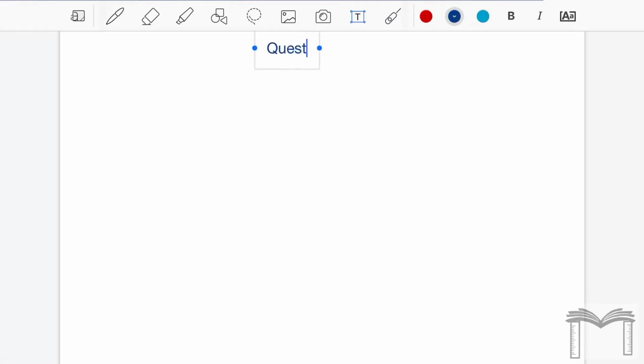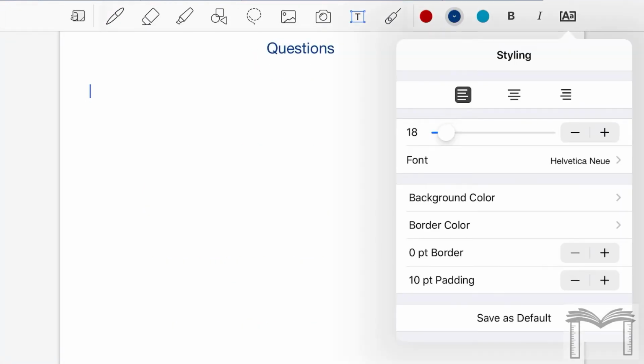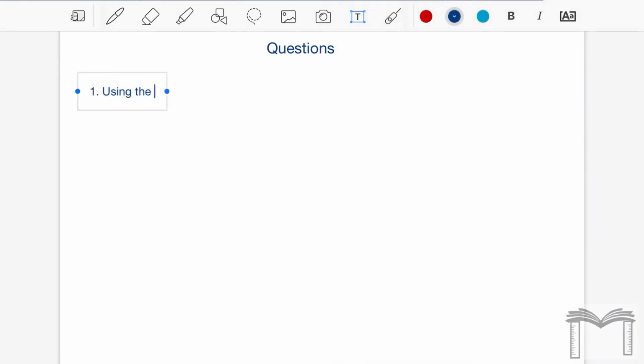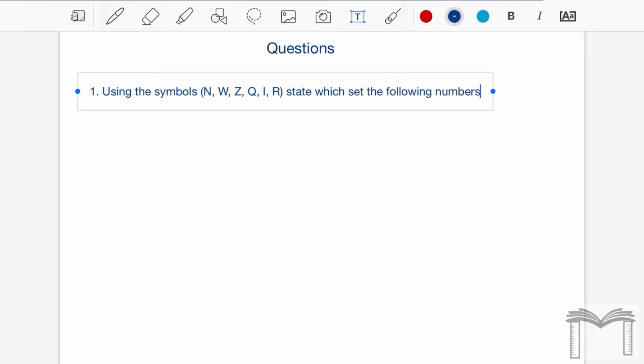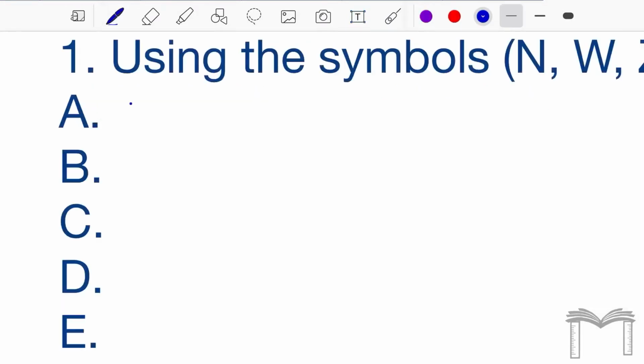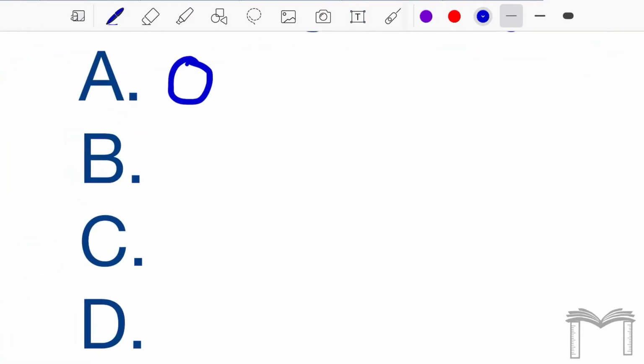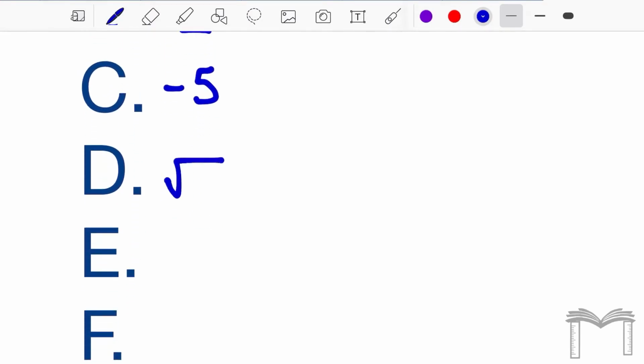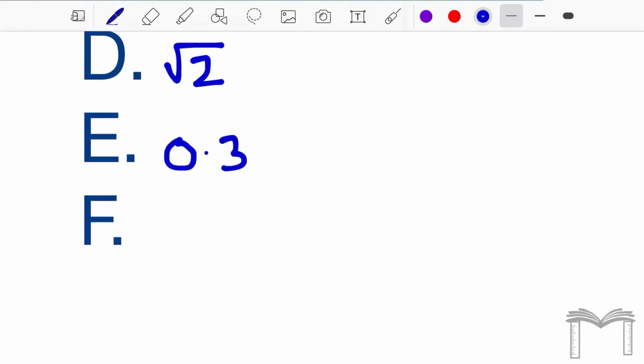We will now do an exercise. We will firstly write down all of the questions and then attempt them. Number 1. Using the symbols above, N for natural numbers, W for whole numbers, Z for positive and negative integers, Q for rational numbers, I for irrational numbers, and R for real numbers. State which set or sets the numbers belong to. A, 0, B, minus a half, C, minus 5, D, the square root of 2, E, 0.3, and F, 1.5.